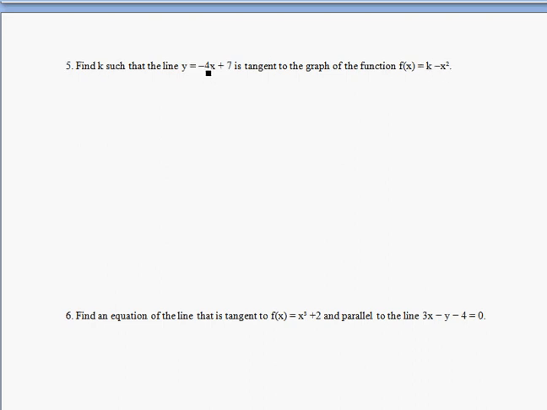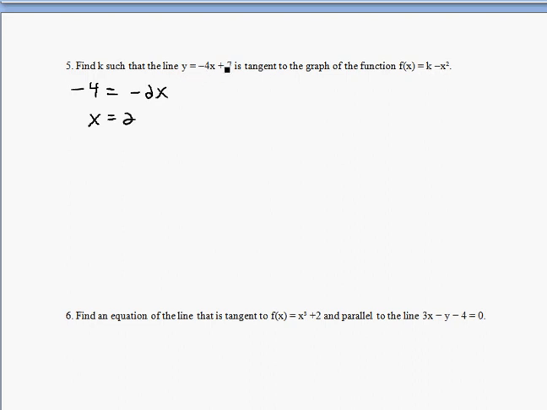So the first thing we do is set the slope of this equal to the slope of this, or the derivatives equal to each other. The derivative of a line is just the slope, so that's -4. The derivative of the parabola, where k is just a constant, so that's nothing, is -2x. So x equals 2. So at 2, we know that the tangent line hits the function. So we just need to know what is the value of k.